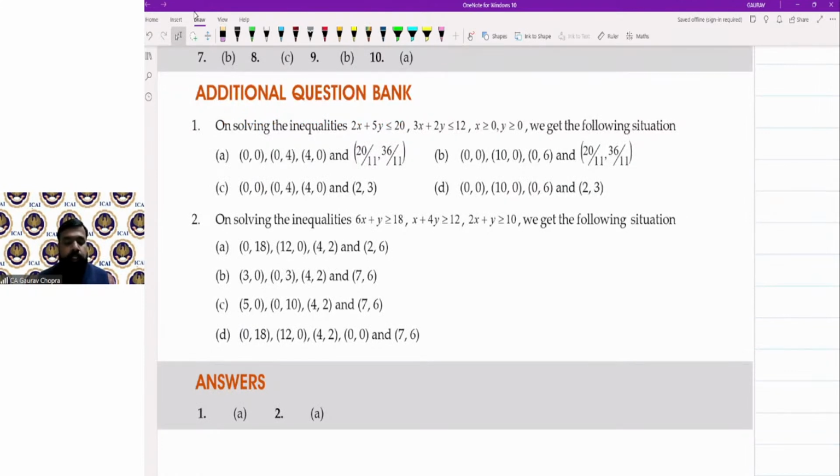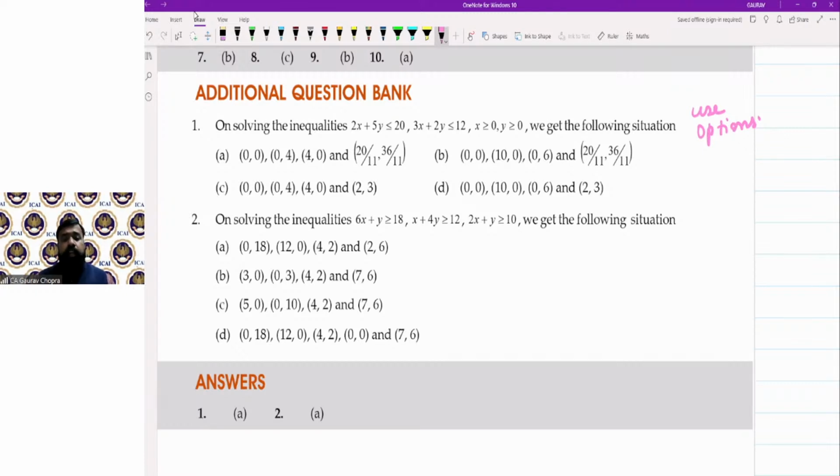Then some more questions are there. Additional question bank 1 and 2. Now 4 inequalities are given and 4 options are given. Now how to solve such a question? You have to use the options. The option which satisfies all the equations will be correct.